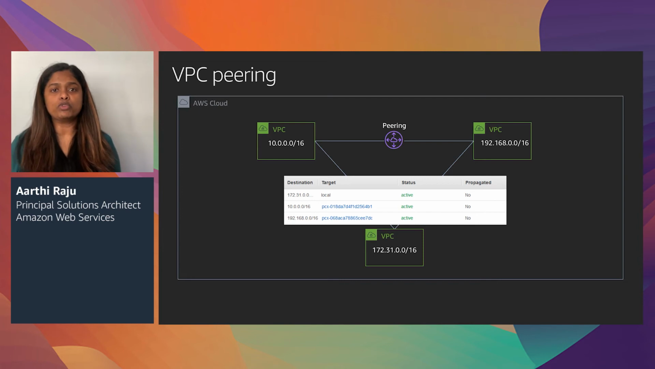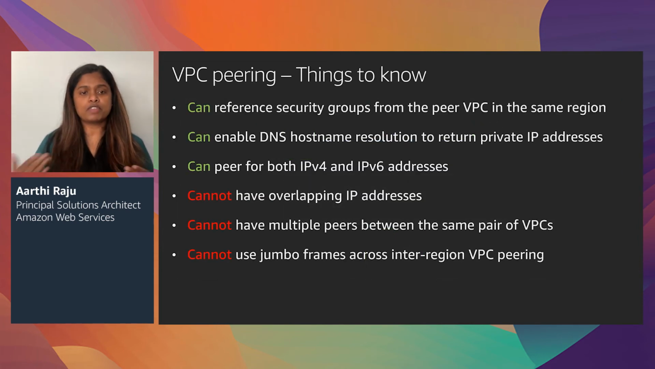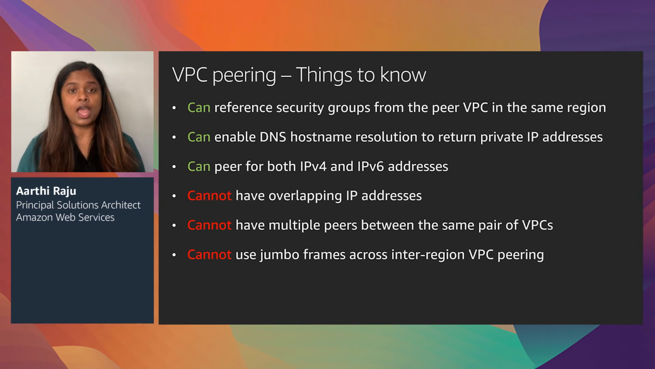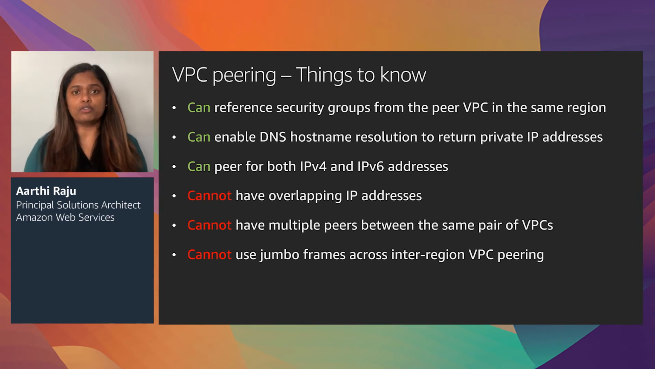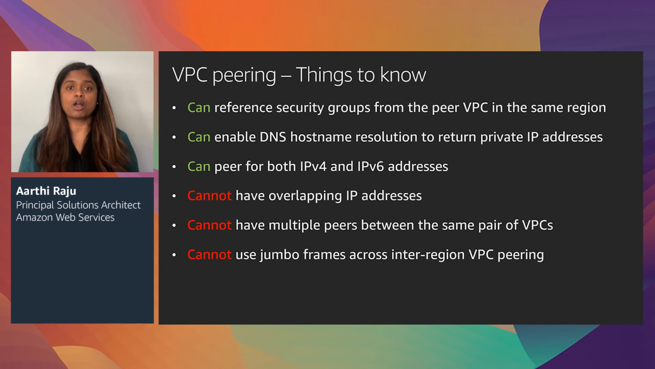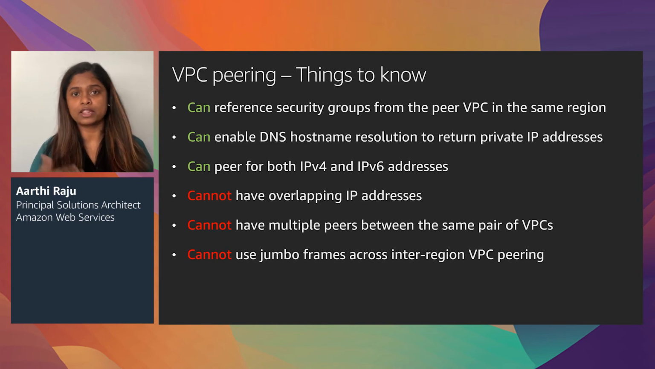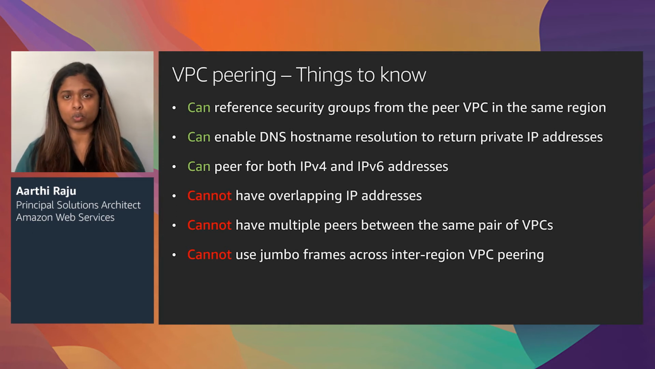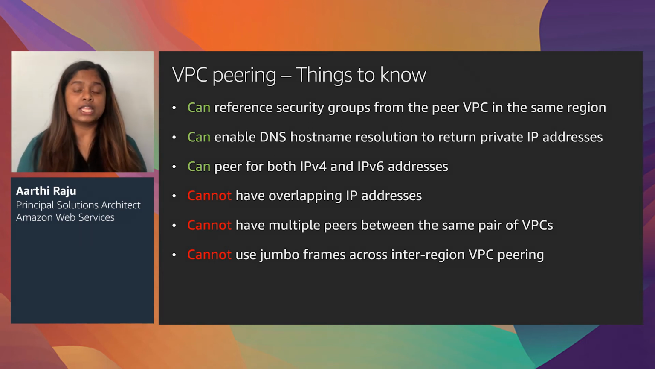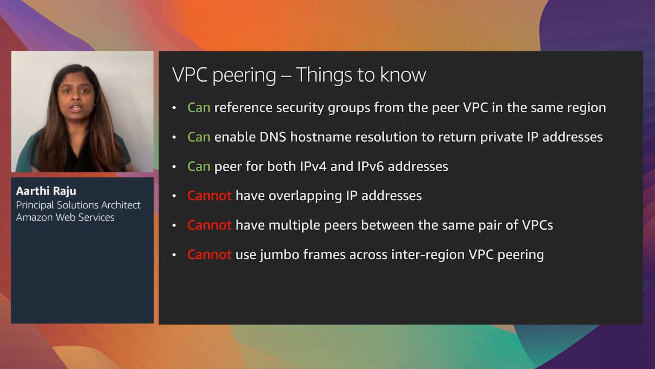Some key things to note with VPC peering. You can reference security groups for the VPCs that are within the same region. When you do inter-region VPC peering, you cannot do this. Also, when you enable DNS resolution on your VPC and you're trying to resolve to a public IP, Amazon will be able to resolve to the private IP because we now have a data path running between these VPCs. Some things that won't work: transitive routing does not work. It's also important to select your CIDR blocks so that they don't overlap with each other. Last thing is jumbo frames: when you're within a region it is supported, but when you're crossing regions, it is not supported.